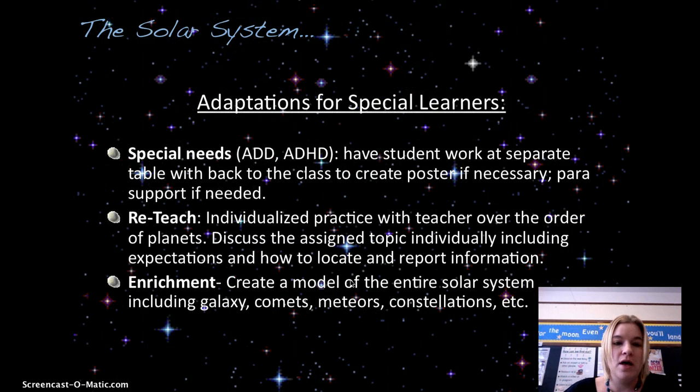Adaptations for special learners. For my special needs students, for ADD and ADHD specifically, I would have the student work at a separate table with their back to the class to create their poster if necessary, and there's always para support if needed. For reteach opportunities, I would have individualized practice with the teacher over the order of the planets, and discuss the assigned topics individually, including expectations and how to locate and report information. Enrichment opportunities would be to create a model of the solar system, including the galaxy, comets, meteors, constellations, etc.